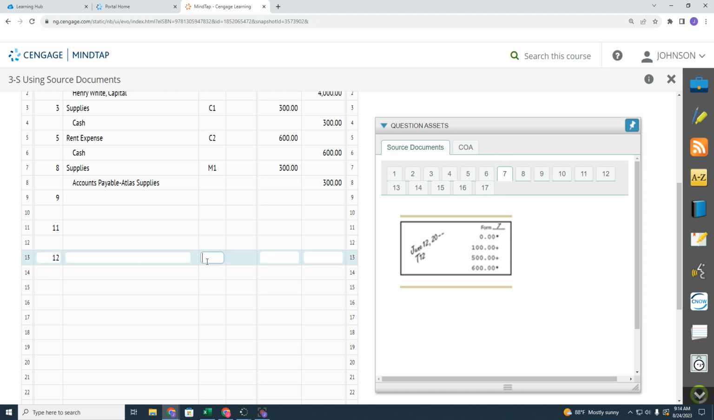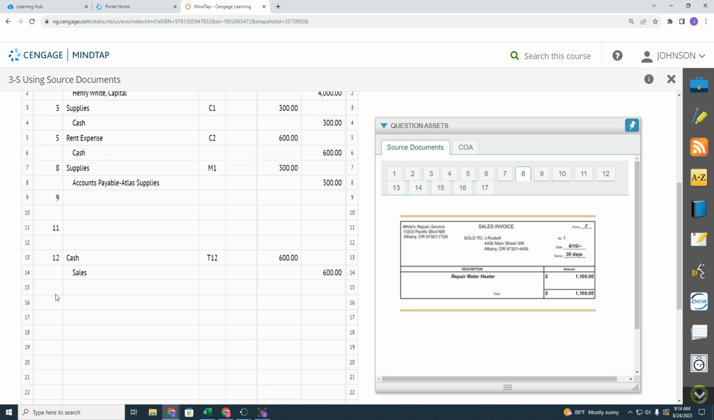And then on June the 12th, we have a tape. Anytime you have a calculator tape, it's a good indication that sales is going to be credited. So sales is credited here, and this is our cash register. We're concerned with this bottom amount, the 600. So this is sold services for cash or received cash for sales of $600 for the day. So I'm going to increase cash, increase sales, put my document number as T12.